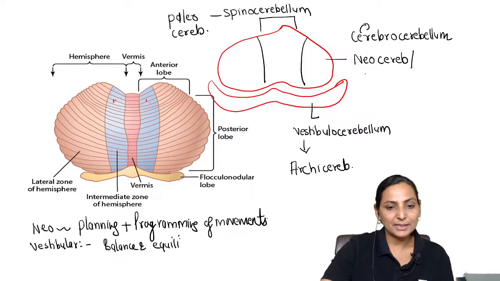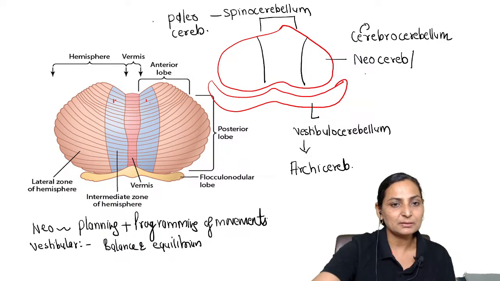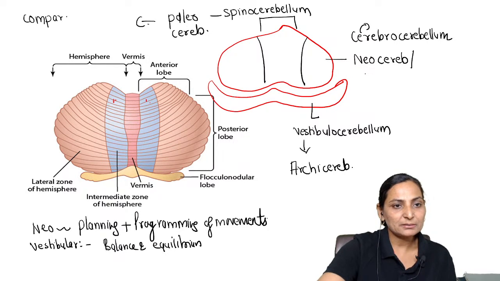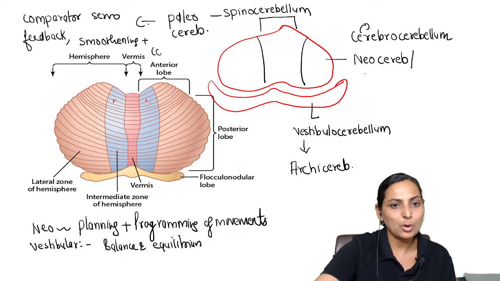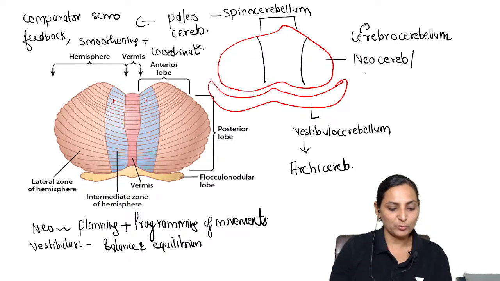Balance and equilibrium. As far as the paleocerebellum or the spinocerebellum is concerned, this is also called our comparator servo feedback mechanism. It is involved basically in the smoothing and coordination of movements, right? In the smoothing and coordination of movements.